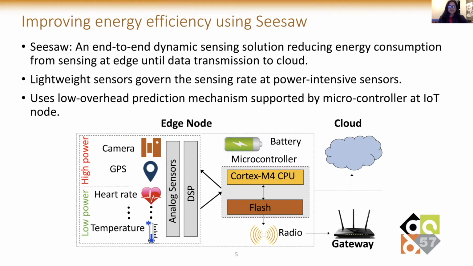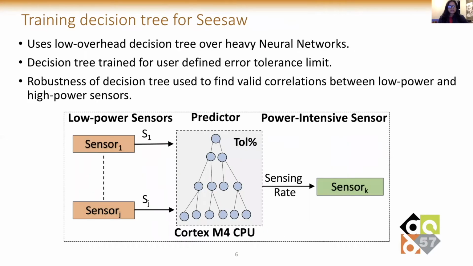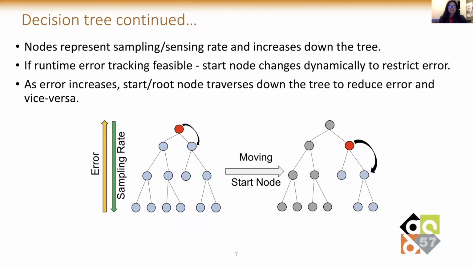To achieve this, we deploy a low overhead prediction mechanism which can be supported by tiny microcontrollers. We use lightweight decision tree predictors which are trained for user-defined error tolerance. The robustness of these decision trees determines if the correlation learned between the low power sensors and power-intensive sensors is valid or not. If valid, these decision trees predict the optimal sensing rate of power-intensive sensors at runtime.